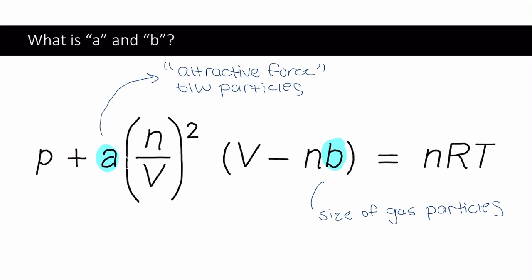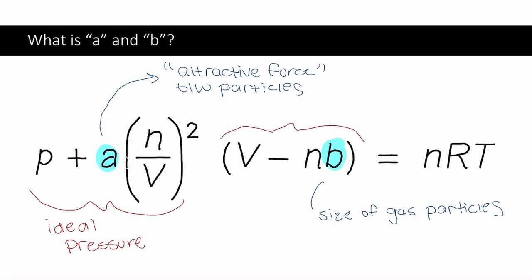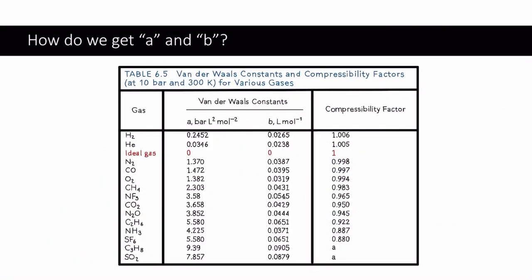So A is going to be added to pressure. This is going to make the ideal pressure for the equation. This is then going to be multiplied by the ideal volume. And may I state before we move on that now with B being the size of the actual gas particles, it is not dependent on the volume of the container, such as the ideal gas equation is. How do we get A and B though? A and B are unique to each particle.